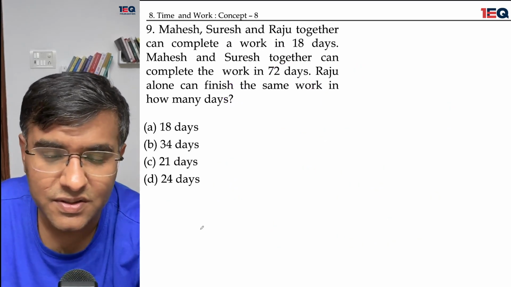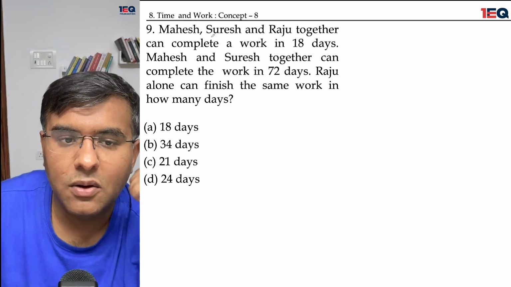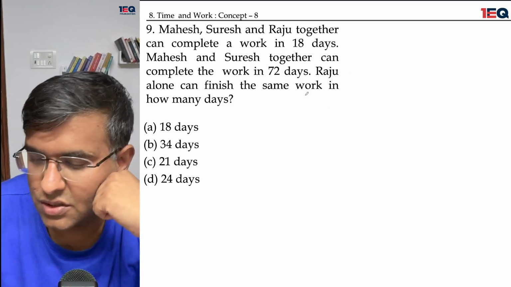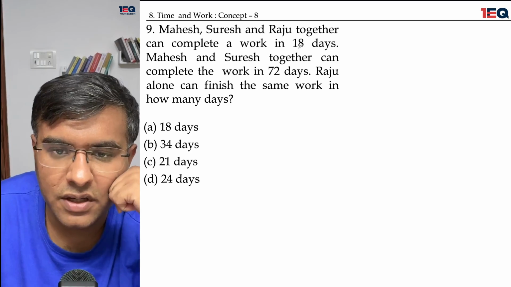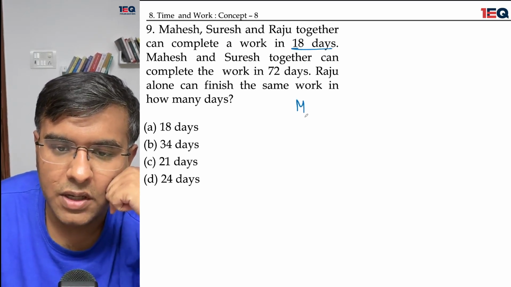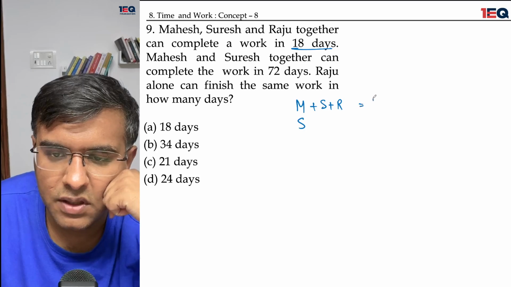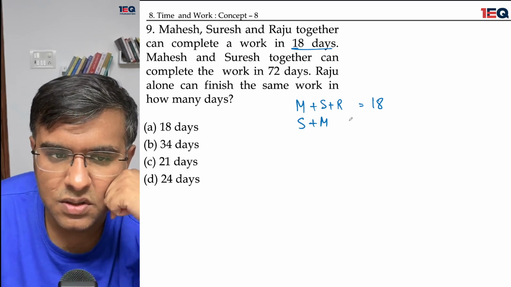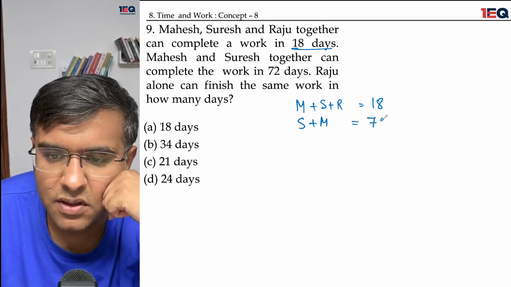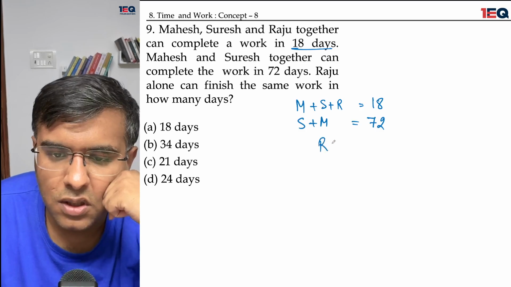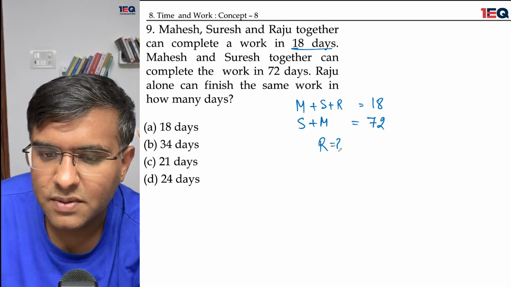Okay? Coming down to this, Mahesh, Suresh, and Raju together can complete a work in 18 days. This is M plus S plus Raju can complete a work in 18 days. Mahesh and Suresh can together complete this work in 72 hours. Raju alone can do it in how many hours is my question.